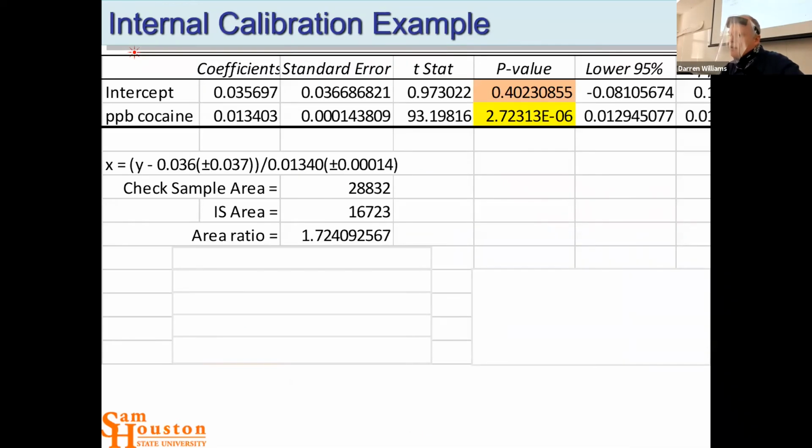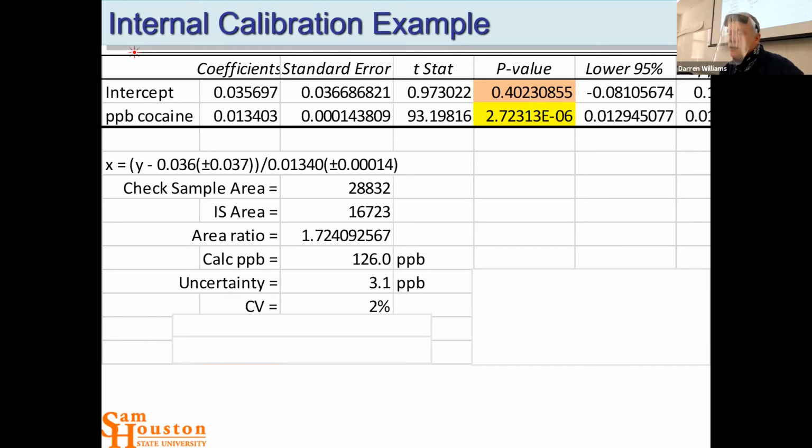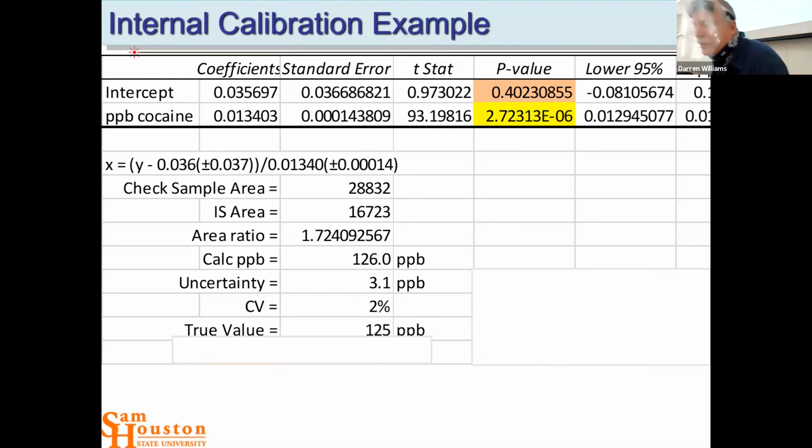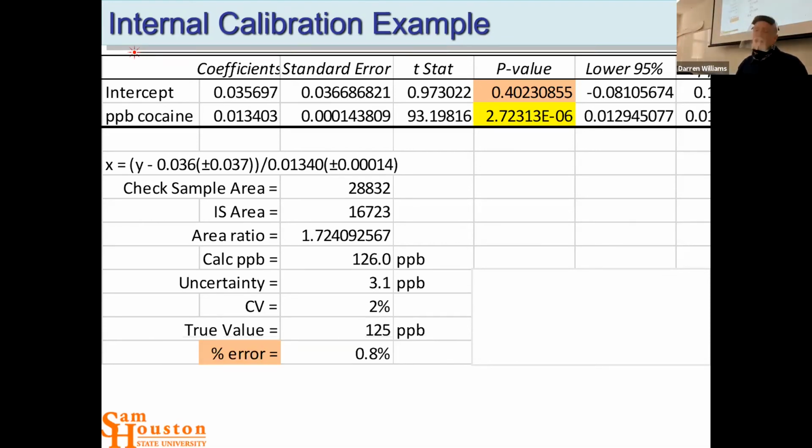And so here's the regression analysis. Once again, our intercept is not statistically valid. It's got a p-value of 0.4. So that's greater than 0.05, which would be our cutoff for 95% confidence. So our calculated parts per billion of cocaine is 126. Hey, that's not bad. You know, we put in 125, we got 126. Our uncertainty is 3.1 parts per billion. So it's precise, you know, it's 2%. So that's good precision and excellent accuracy. So that is really great.